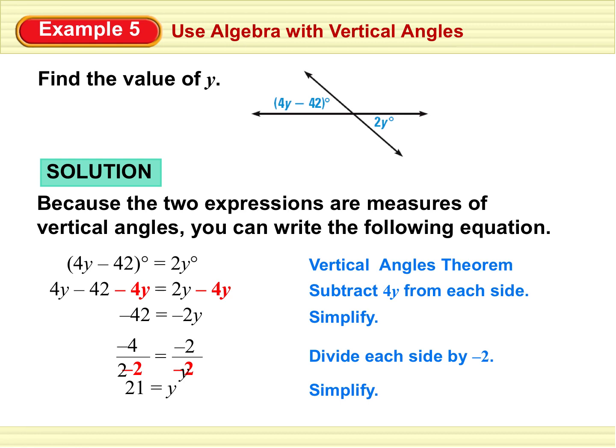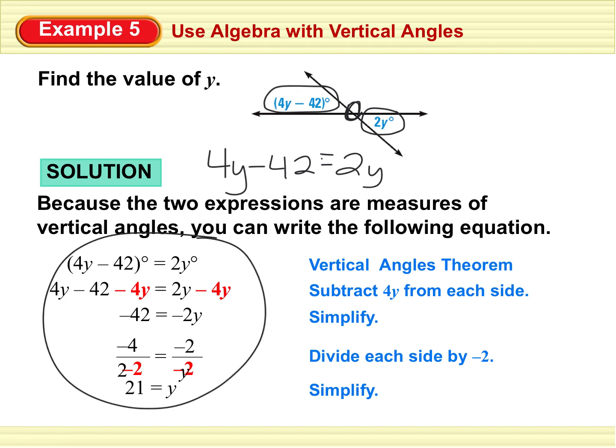Now we're going to bring in some algebra, okay? Look at the angles that are given. What is the relationship between those angles? Linear pair or vertical angle? Vertical. They're vertical because they're across from each other from that intersection. So what do you know about vertical angles? They're the same. So you would set them equal to each other and then solve for y, like they showed here.